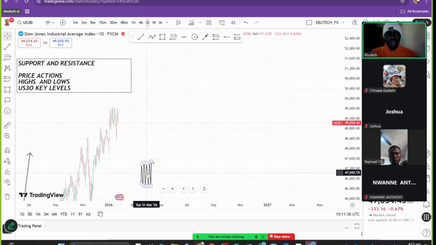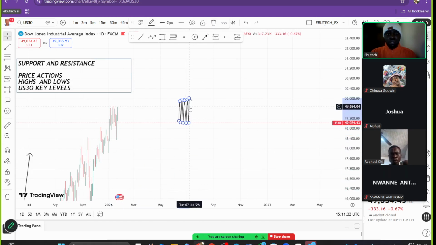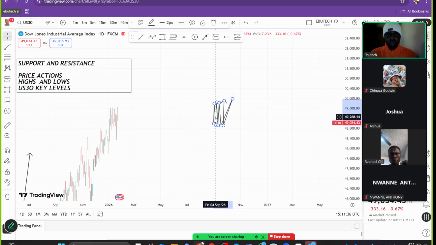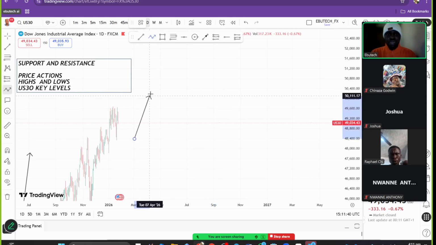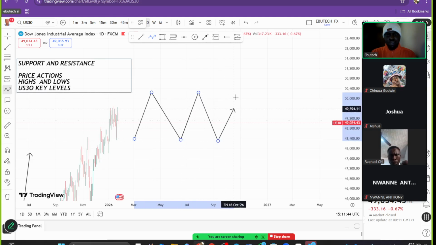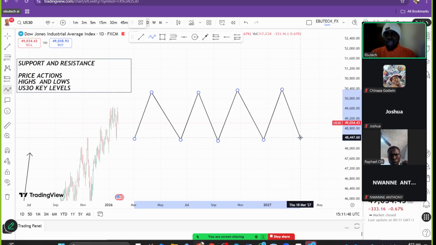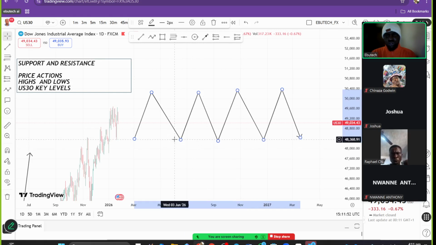So now guys, this is a consolidation market. When the market is going like this, you don't know the direction of this market, do you? You don't know. The market is just going up, going down, going up, going down, going up, going down. So we don't know the direction of the market.